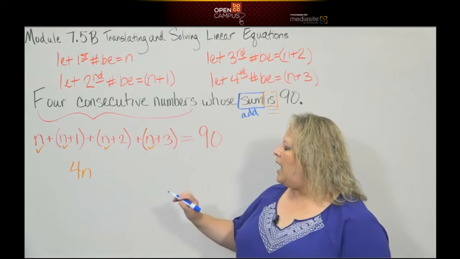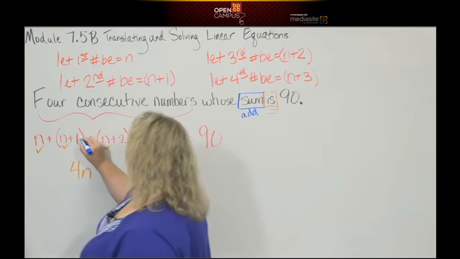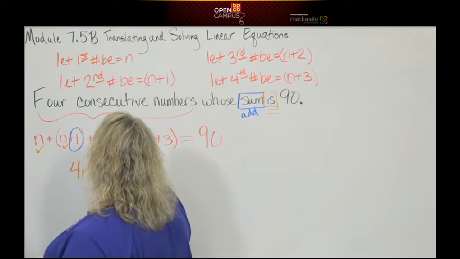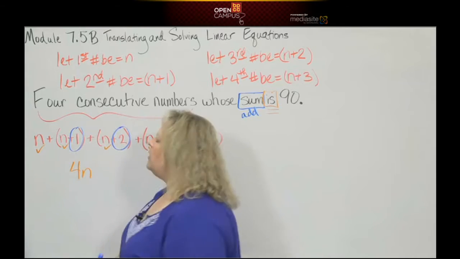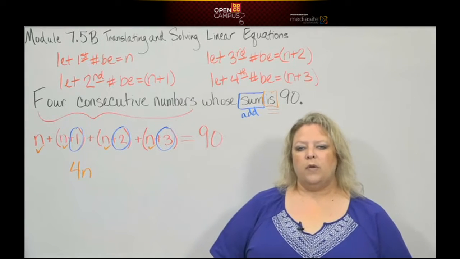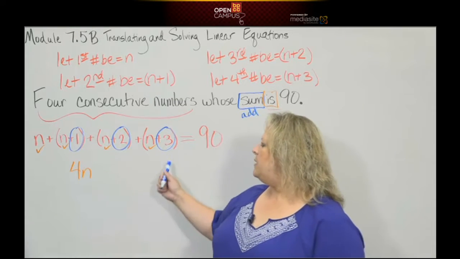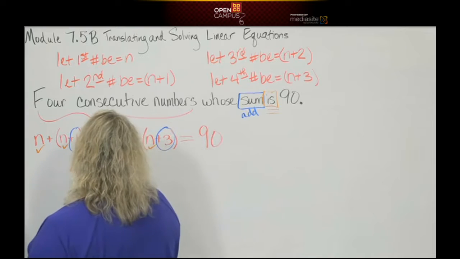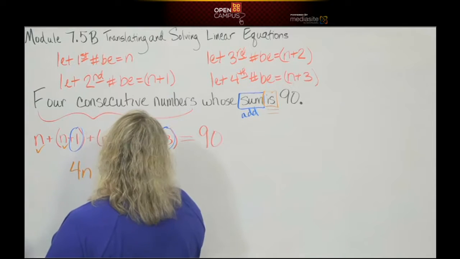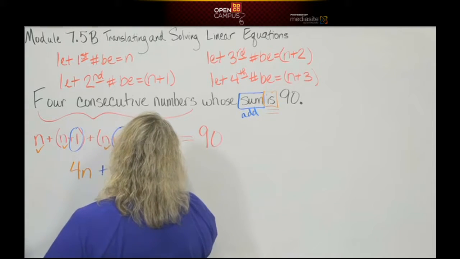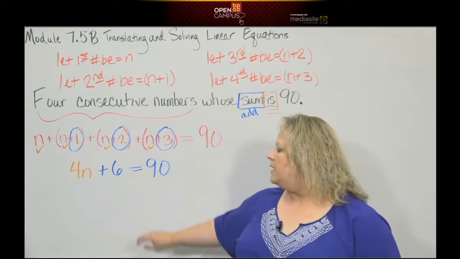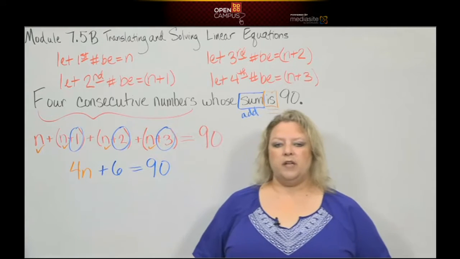Okay, then I have some constants that are also over here, like terms, constants. We're going to add all those together. When I add all those together, 1 plus 2 is 3. 3 plus 3 is 6. And then I bring the 90 down because I haven't used it yet. Now I have a basic two-step equation.